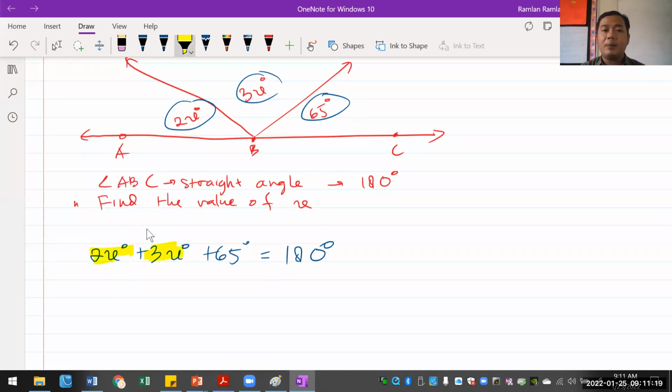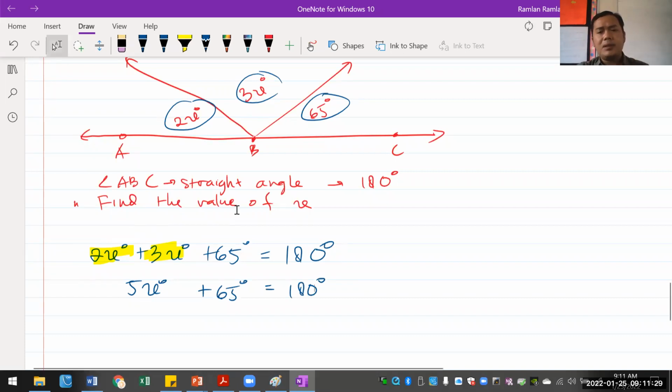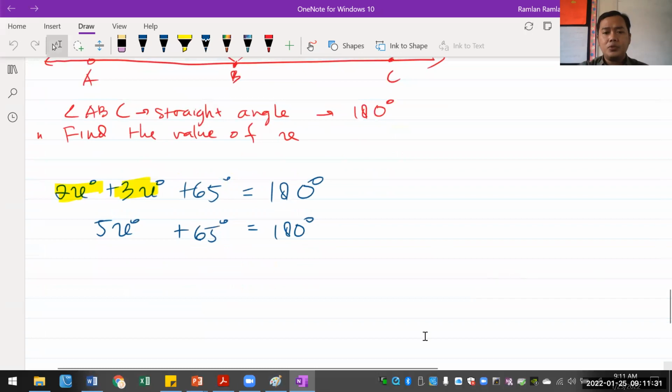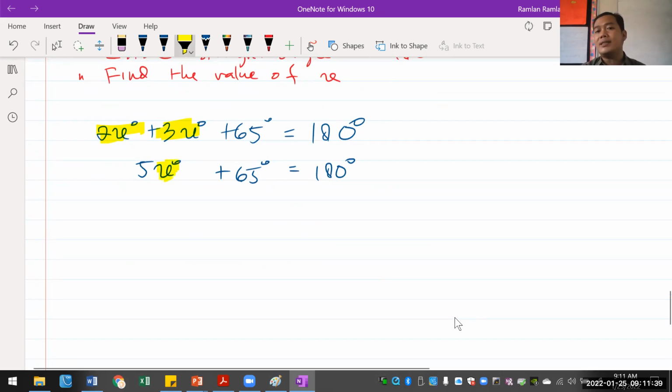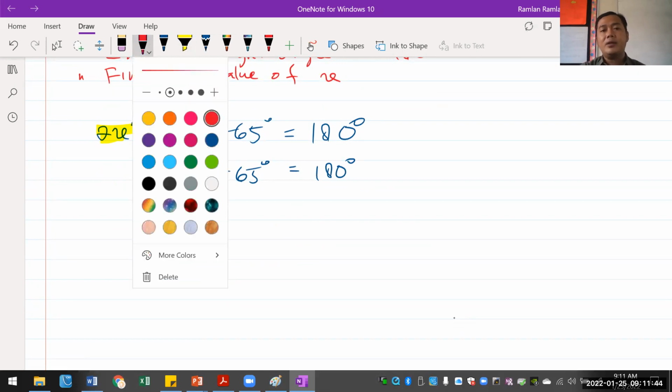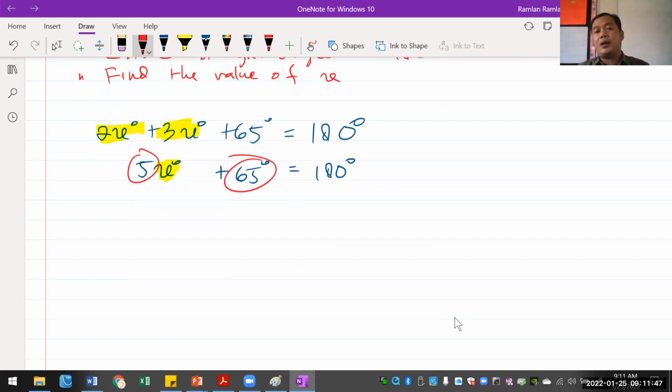Sama aja 2 apel tambah 3 apel, jadi 5 apel gitu ya. So we can write this down as 5x plus 65 degrees equals 180 degrees. It's the same thing as I explained previously to Sharon, tadi saya udah jelasin ya. So remember that the final goal is to make this x alone on one side of the equation. Berarti kan siapa si 5-nya sama 65-nya harus hilang ya, right? So this 5 and 65 need to disappear. So we need to do something to make them disappear, right? So I'm gonna make this one disappear, that is by subtracting both sides by 65.